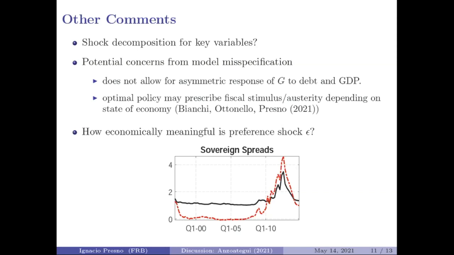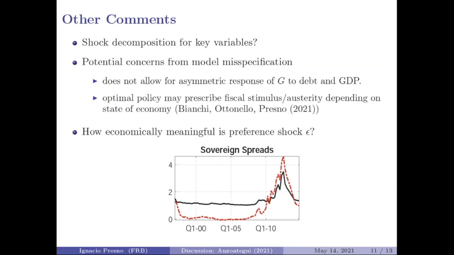The structure for the fiscal rules is somewhat rigid, and it does not allow for asymmetric responses of spending to debt and GDP. And well, in this other paper with Javier and Pablo, we find that optimal policy may prescribe stimulus in certain states of the economy and austerity in some others. So it would be nice if we could have rules that accommodate that case.